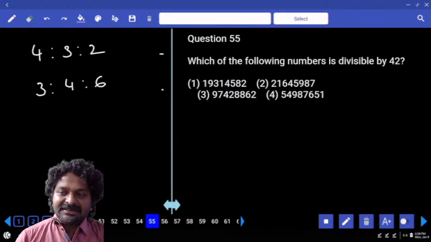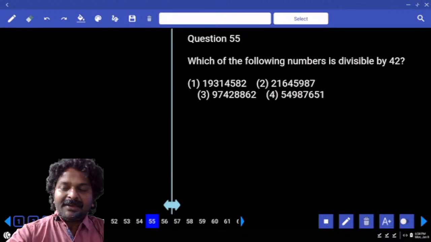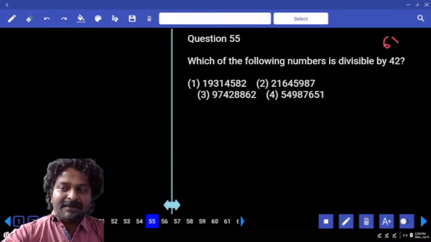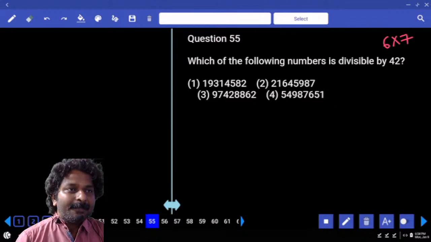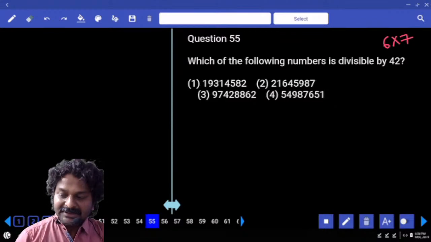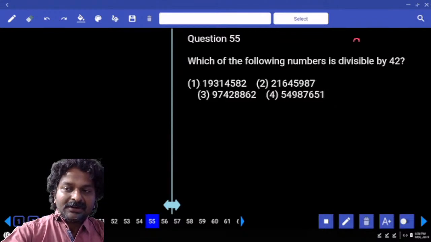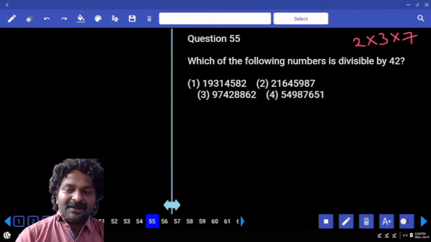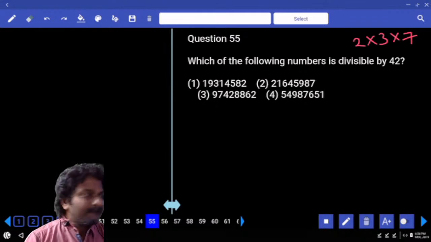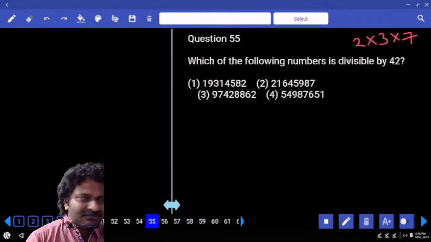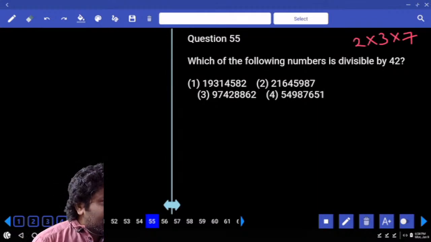Which of the following is divisible by 42? If it is divisible by 42, it has to be divisible by 6 and 7. 42 is 6 times 7, and 6 follows the 6 rule, that is 2 multiplication and 3 multiplication, then 7 multiplication, correct? You have to verify all the values. So can you do it? Yes?